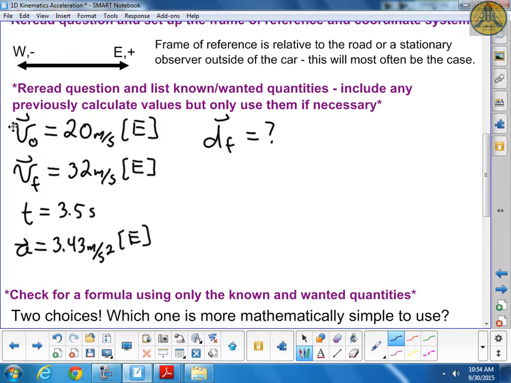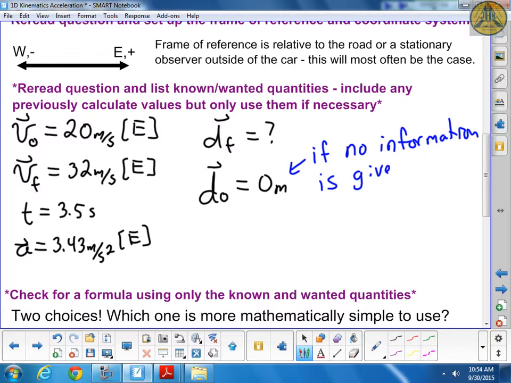If you're not told where an object is, its initial position is 0, right? So if no information is given, assume 0. Makes things easier.